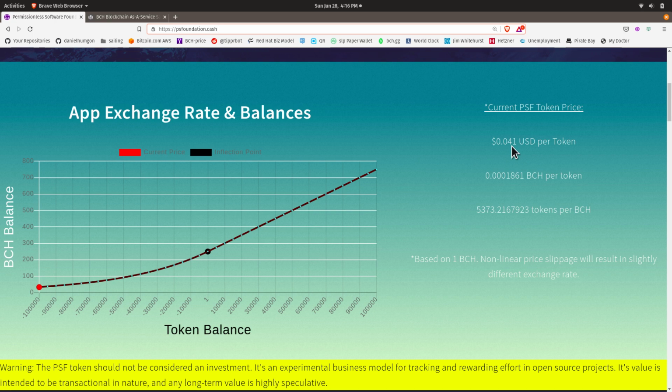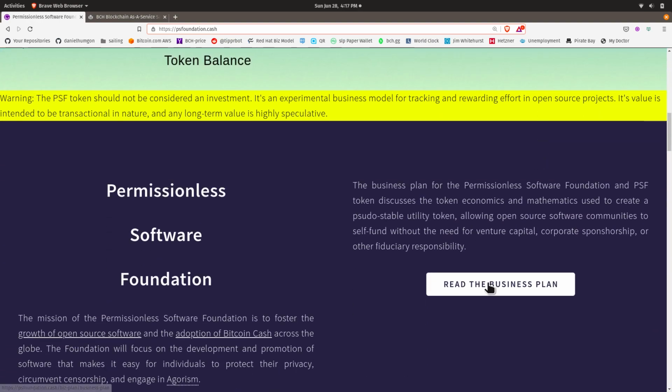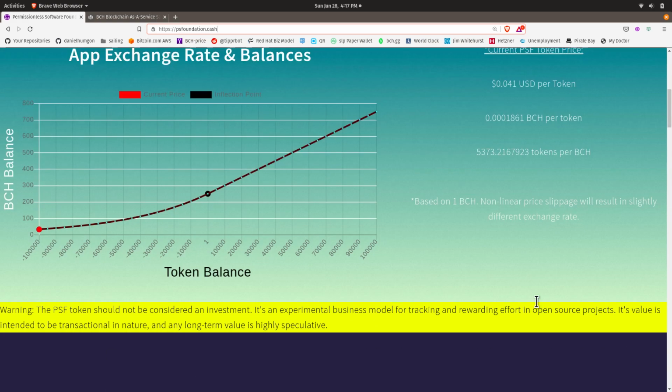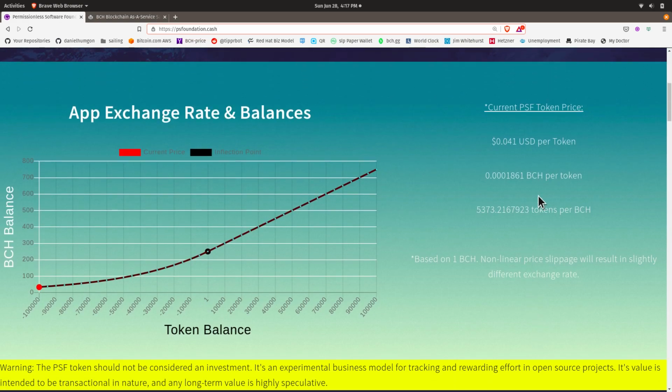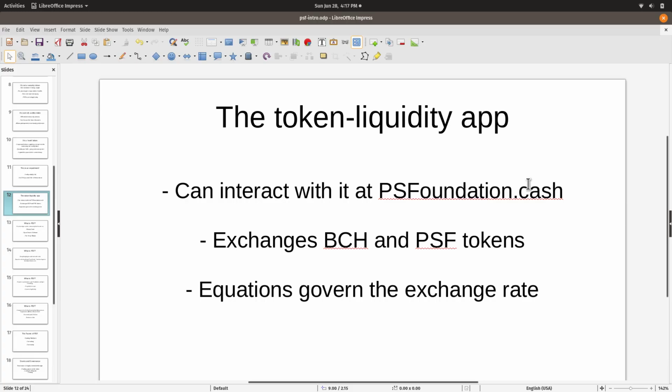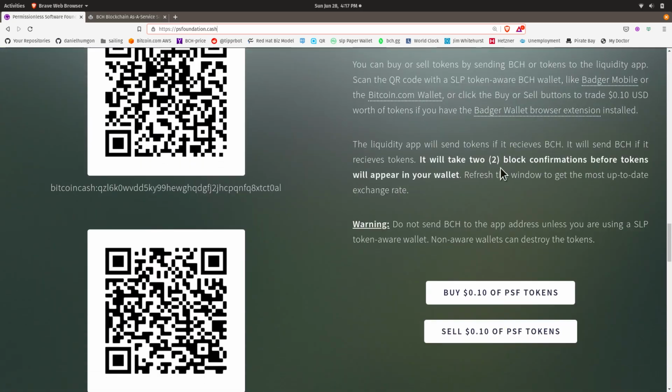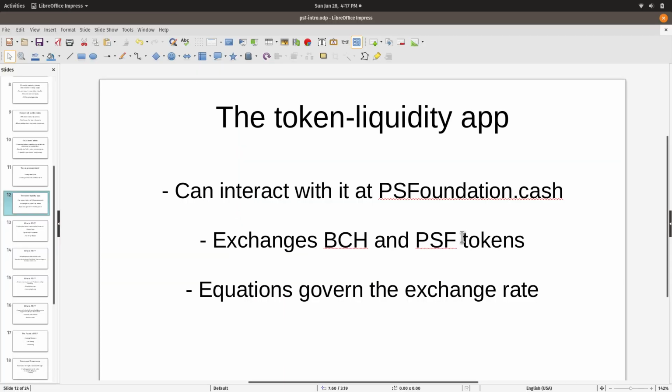And that is a calculated value. And I will go a little bit into that on how that's calculated. But the details on how it's calculated is here in the business plan. And I'm going to keep referring to the business plan because that's where all the technical information, all the facts, if you want to dig into this, that's where you should go. I'm going to try and keep this video at a high level, but I'm going to cover most of what's in that business plan. And so the token liquidity app, if you scroll down, you can interact with the token liquidity app. It only does two things.